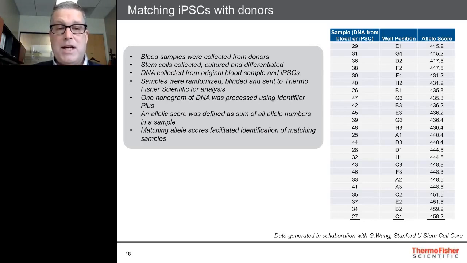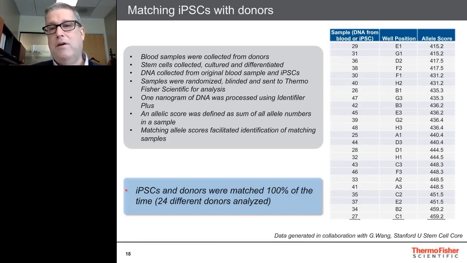And then in this small set, I was able to match allelic scores from the induced cells with the original blood samples. So, for example, in this individual, we had an allelic score of 415.2. Again, that's just the sum of the allelic numbers for each one of the different loci present here. And I was able to match the blood to the iPSCs for that individual based on the similarity of the scores. Here's another collection from a different individual, giving a different allelic score. And again, I was quickly able to match up the iPSCs with the blood from that individual.